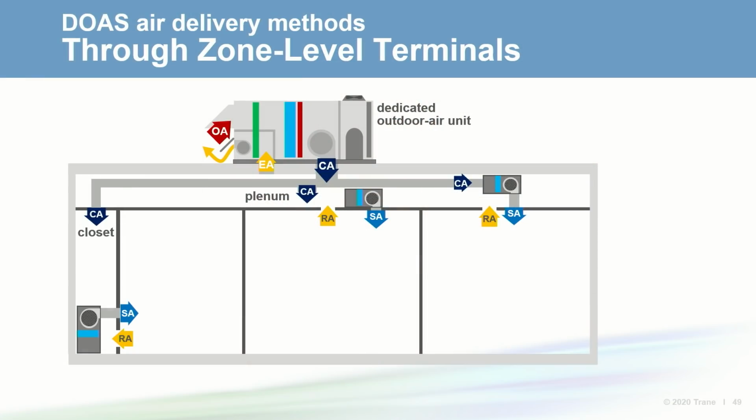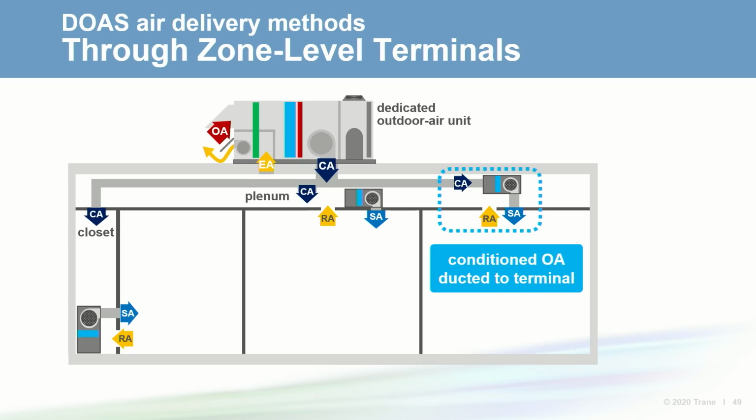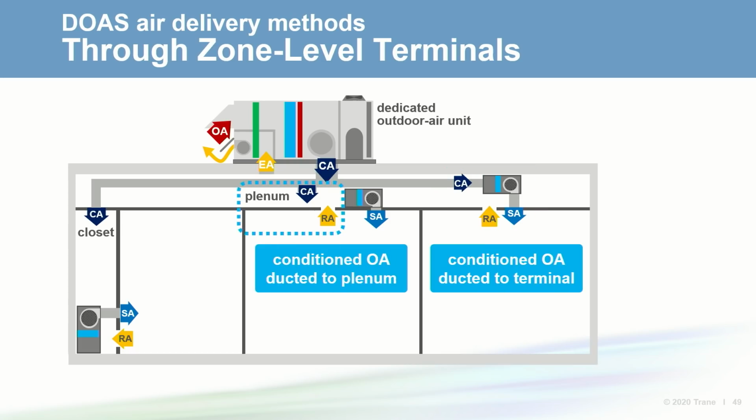When delivered through the terminal unit, the conditioned outdoor air may be ducted directly to the terminal, or the air may be ducted to a ceiling plenum or a closet where the equipment is located. In this case, the conditioned outdoor air mixes with the return air in the plenum or the closet and then supplied to the space when the terminal unit fan is running. When delivering outdoor air through the terminal unit, the system is dependent on the space cooling and heating equipment to deliver the ventilation air to the space.